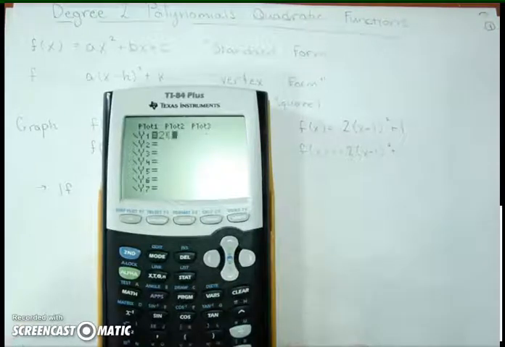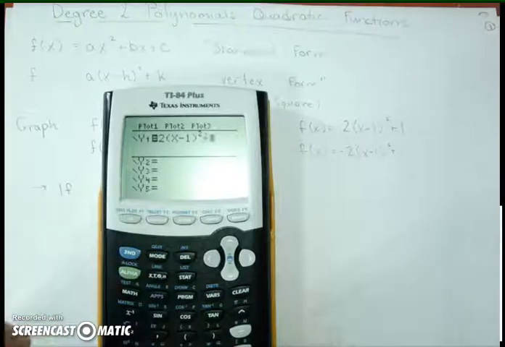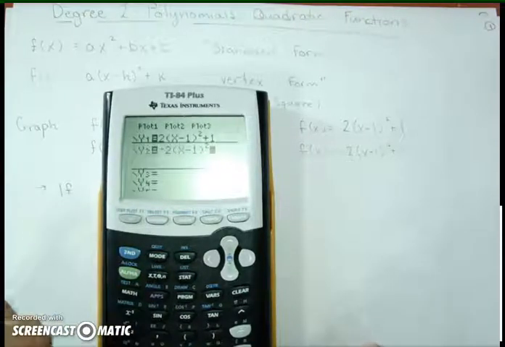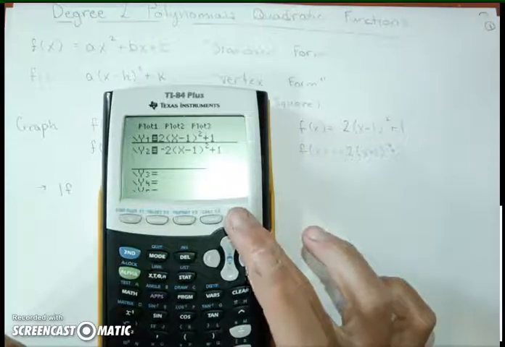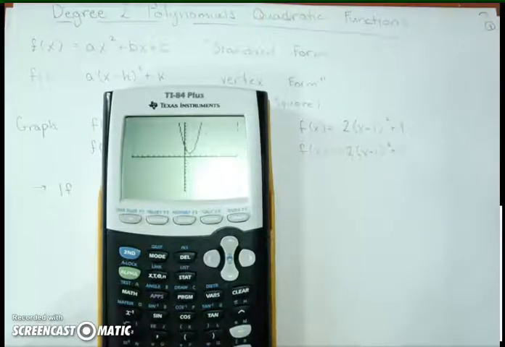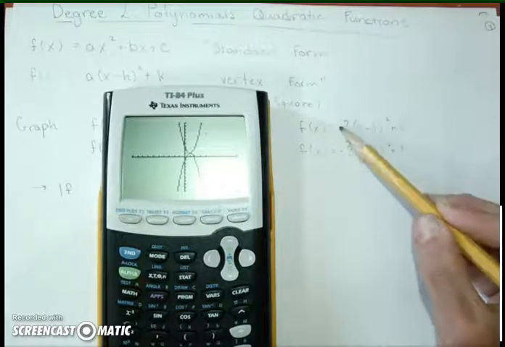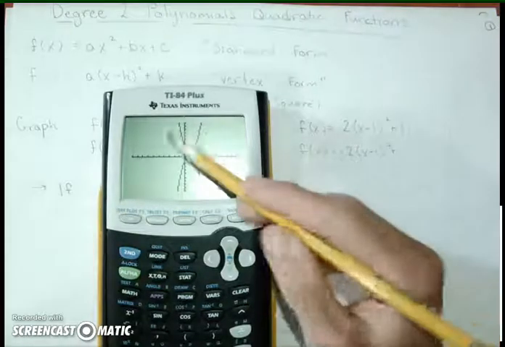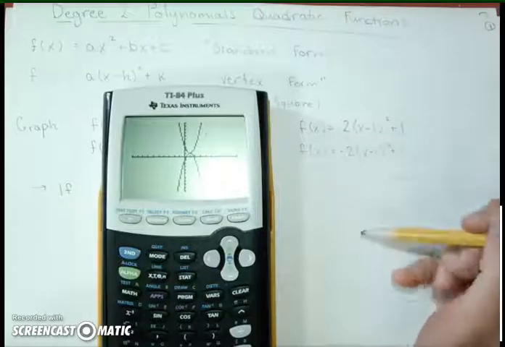So let's try 2 times x minus 1 quantity squared plus 1 and negative 2 times x minus 1 quantity squared plus 1. So we'll take a look at these. The first one to graph is the positive 2. It's facing up. And that's the negative 2. It's facing down. So I would say, yeah, it's probably true that if the first term is positive, it's facing up. If the first term is negative, it's facing down.